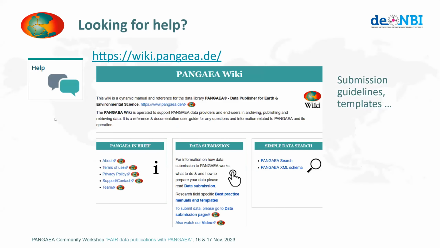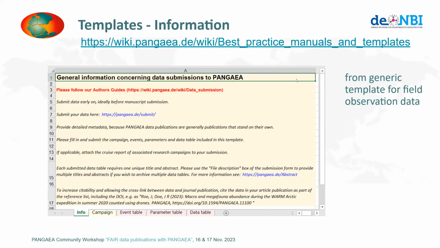So I've already mentioned it. If you're looking for help, you're not sure what to do, we have lots of help pages. It's called our wiki. So if you have any other questions that might come up after the workshop, maybe it would be an option to also have a look at our wiki, because you can find our full submission guidelines there, and also our templates for different generic ones, but also for different data types. So I want to show you one example here.